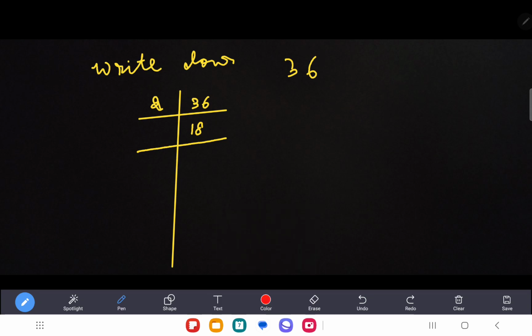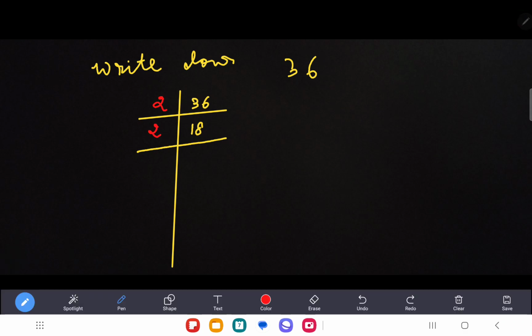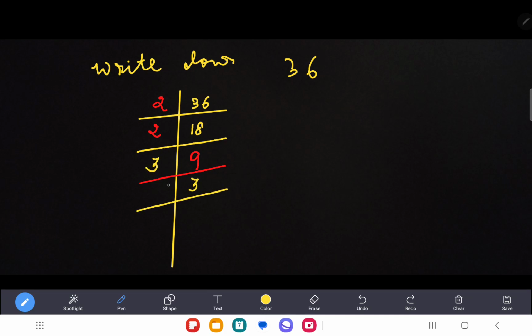Then 18 is 2 times 9. Correct? 2 times 9. Then 3 times 3. Yes. So what are the factors of 36? You can write down 36 as 2 times 2 times 3 times 3.